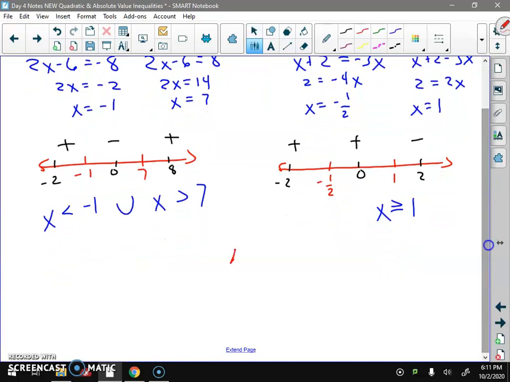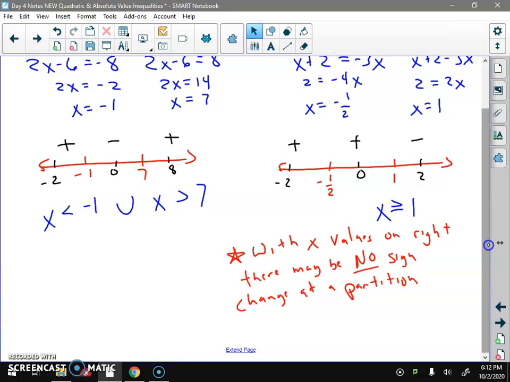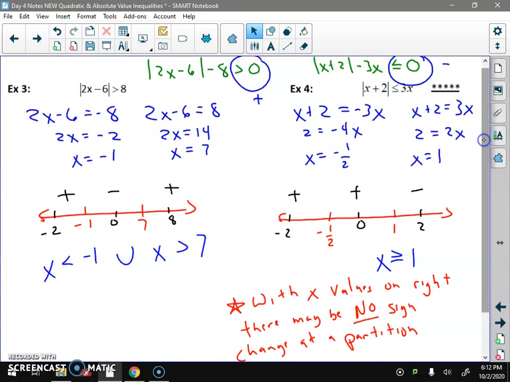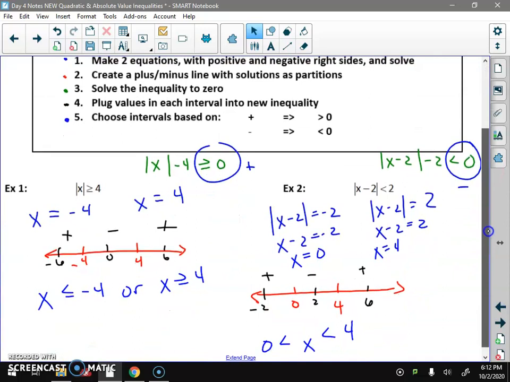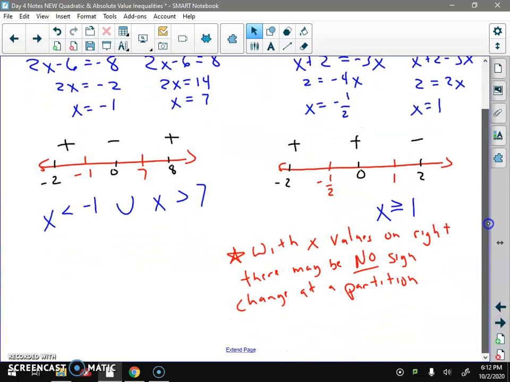And if you think about it, I'm sure you will probably notice there was an X on the right side. So we're going to say, with X values on the right side, there may be no sign change at a partition. In other words, example 3, 8 on the right side. Had to be plus, minus, plus, or minus, plus, minus. Go back. 2 had to be plus, minus, plus, or minus, plus, minus. But this one could be sign change, maybe no sign change at one of the partitions. Sure enough, on each side of -1/2 is plus, plus. That's how we solve those.